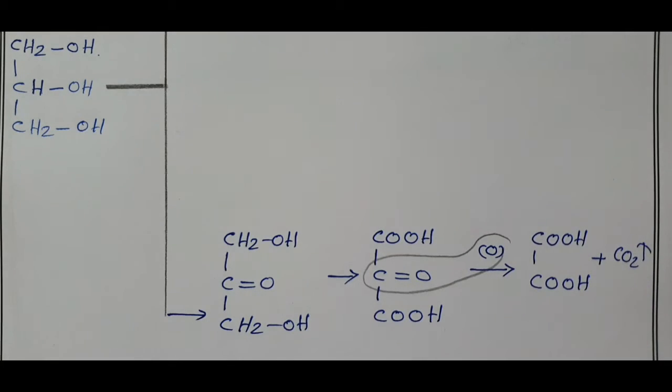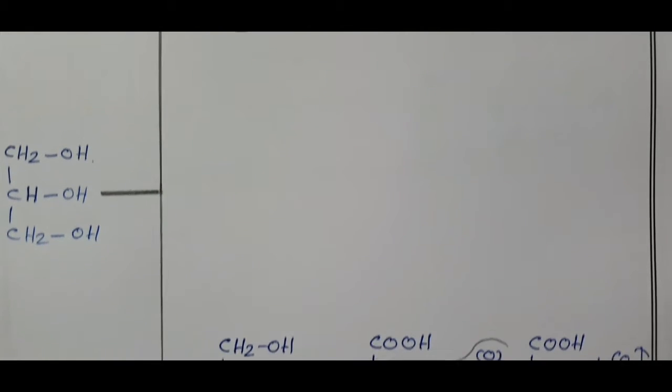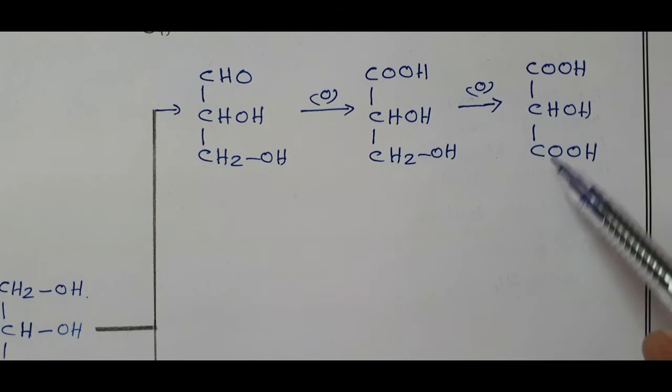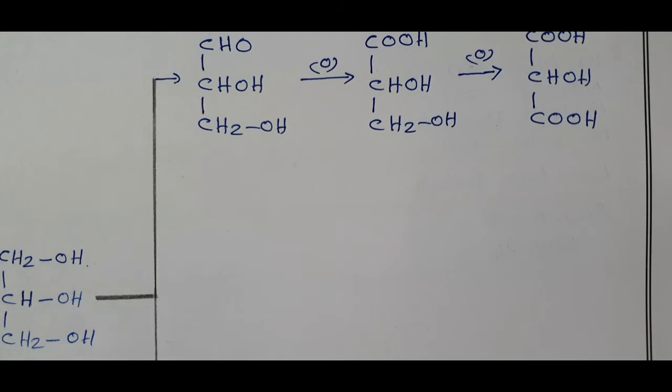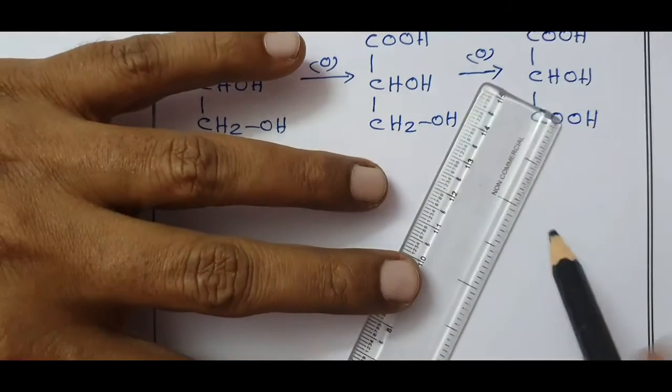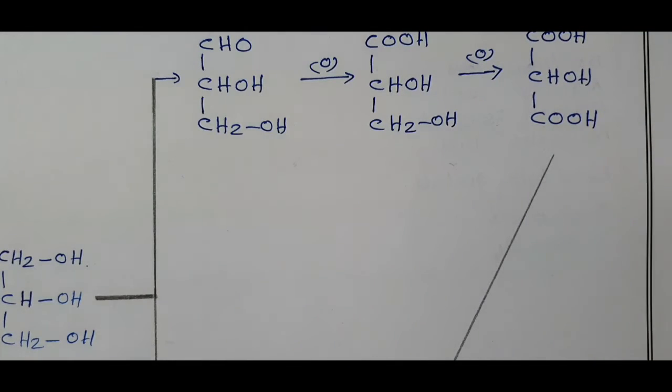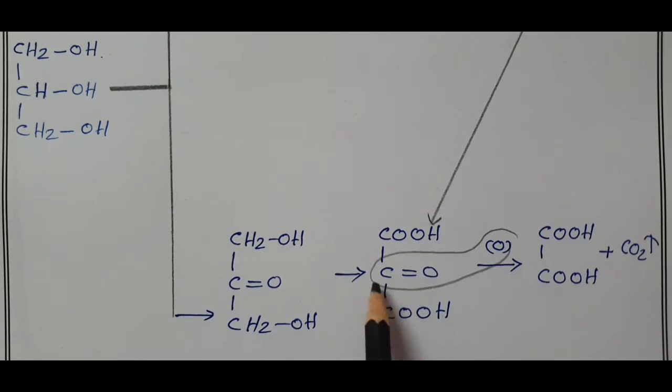Now, see the last compound of this reaction. The first and third carbon atoms are carboxylic acid groups, the second carbon is a secondary alcoholic group, and we know the secondary alcohol on oxidation gives a ketone. So now I write the oxidation reaction of this compound. The secondary alcoholic group on oxidation gives a ketonic functional group, C double bond O group. Now these are the products of oxidation of glycerol.